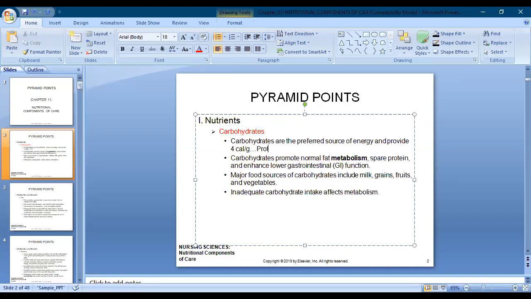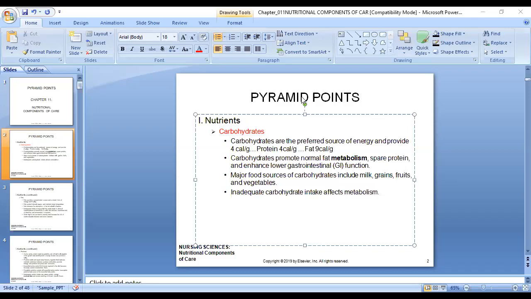What about the protein? Protein is the same, 4 calories per gram. What about the fat? Fat is 9 calories per gram, right? These are the normal values. If you eat 1 gram of carbohydrate, we get 4 calories. If you eat 1 gram of protein, we get 4 calories. If you take 1 gram of fat, we will get 9 kilocalories or 9 calories, right?